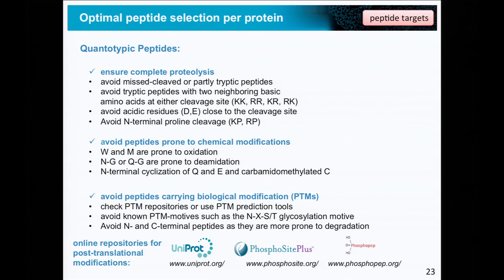So the reality is now that all of these criteria are, of course, very valid, and they all are true, and if you can follow all of them, they will help to improve your quantitation. However, if you really follow all of them, what's happening in reality is that very often you will not end up with a single suitable peptide per protein that is detectable by mass spectrometry. So what people do is they start to relax on some of these criteria.